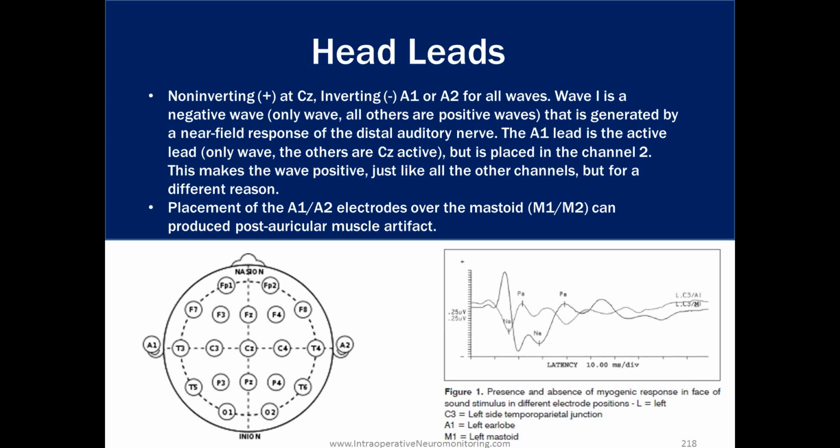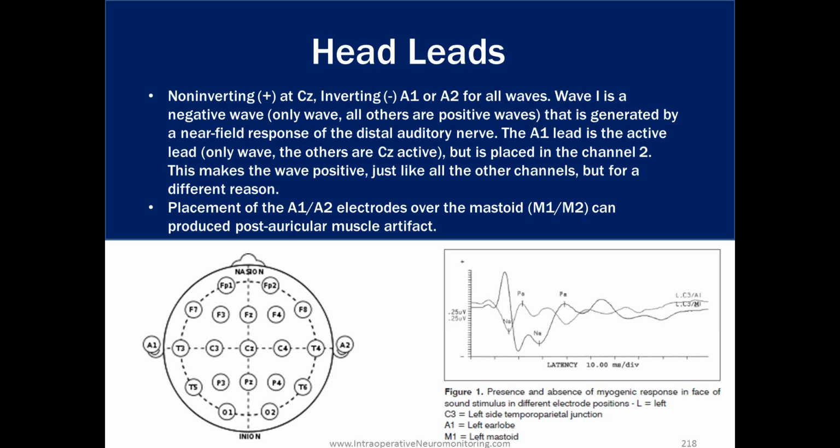That is generated by a near-field response of the distal auditory nerve. Again, it's the only near-field response. It's a negative near-field response. The A1 lead is the active lead. It's the only wave. The others are all CZ active, but is placed in the channel 2. This makes the wave positive, just like all the other channels, but for a different reason.